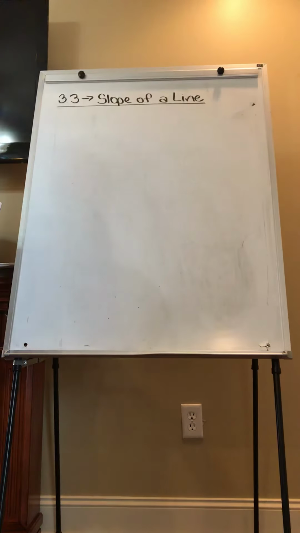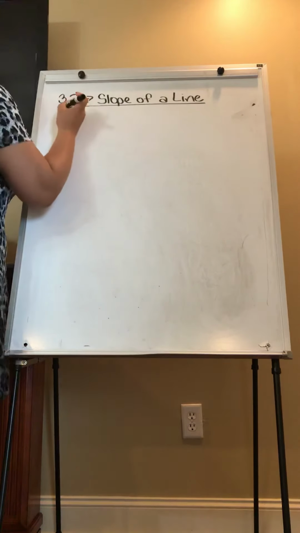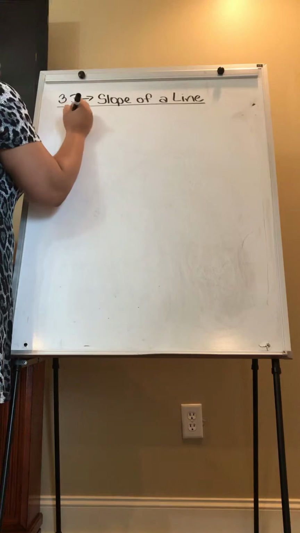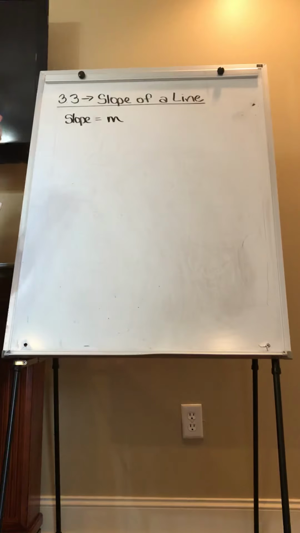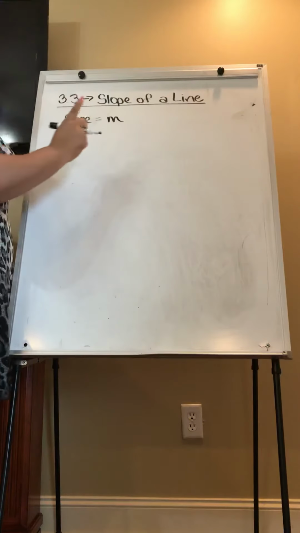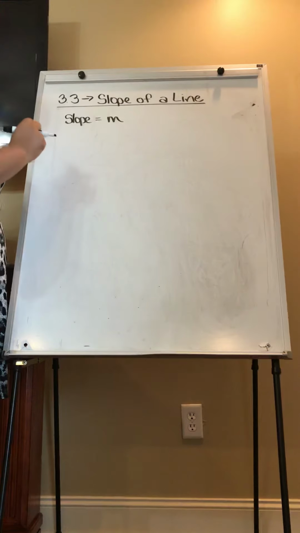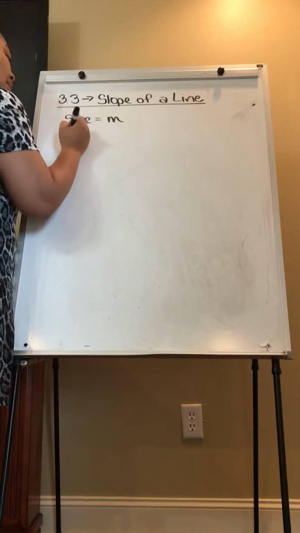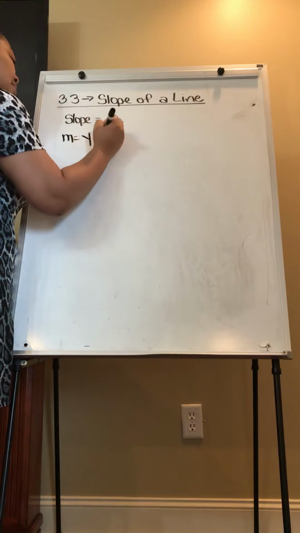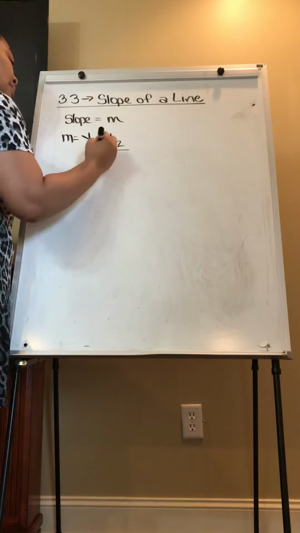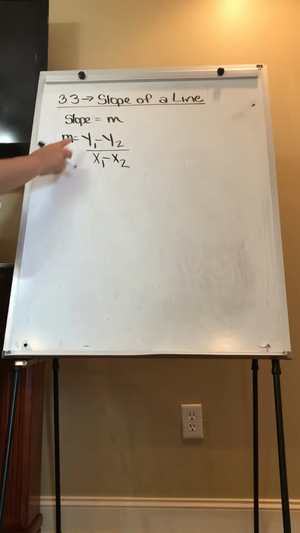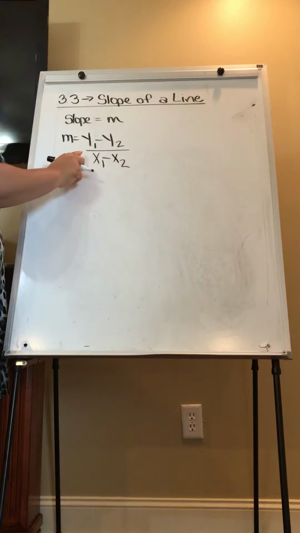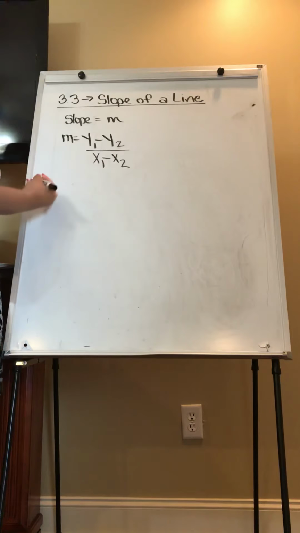3.3, slope of a line. Now, when we get ready to graph, you'll hear the term slope. Slope is abbreviated as lowercase m. Now, first, I want to be able to give you 2 points, and you find the slope by using the slope formula. Now, the slope formula says you subtract your y's over the subtraction of your x's. So that would be y1 minus y2 over x1 minus x2.